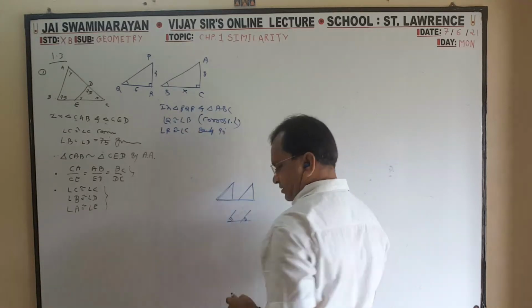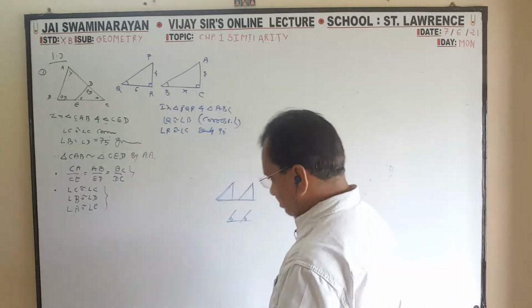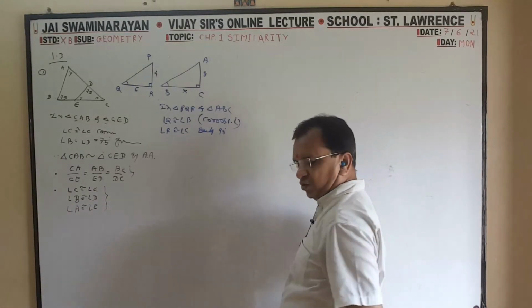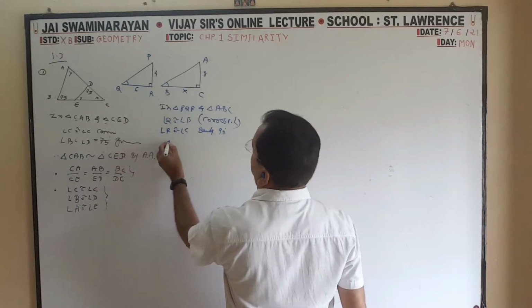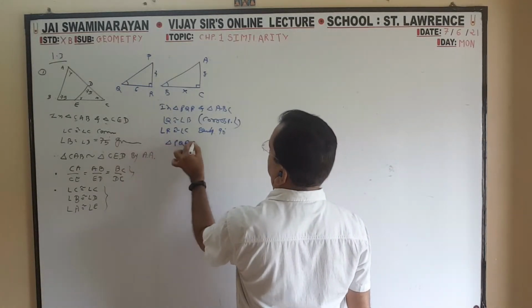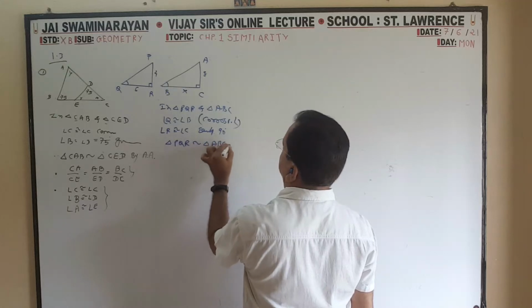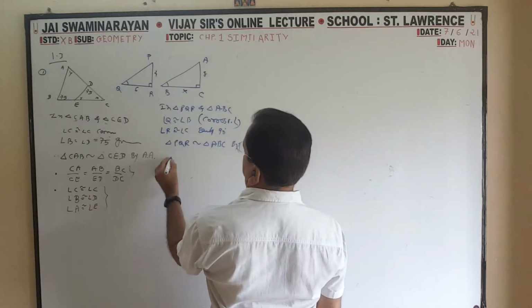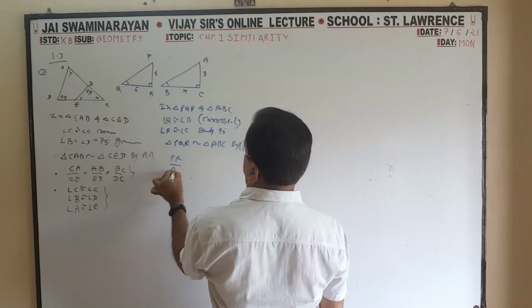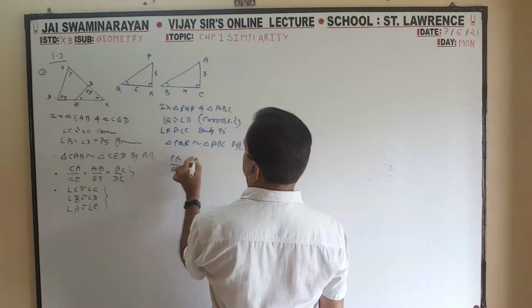each 90, because it is perpendicular, so each 90. So again two angles are congruent, that is why it is similar. Triangle PQR is similar to triangle ABC by AA test. So height by height, PR by AC, base by base.